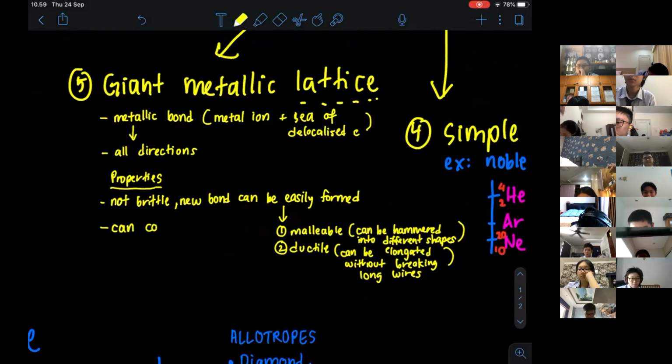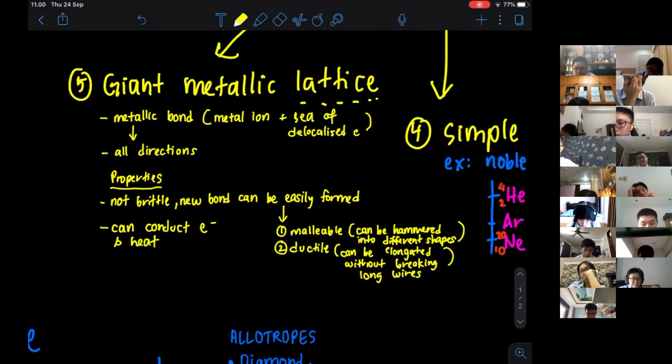Yes. So they can conduct electricity and they can actually conduct heat. Okay, the ability to conduct electricity, now Giuliano, is it because of the sea of delocalized electrons or free moving ions? This is very important. The sea of delocalized electrons. Yes, okay, please be very careful. So the sea of delocalized electrons will help in conducting electricity.